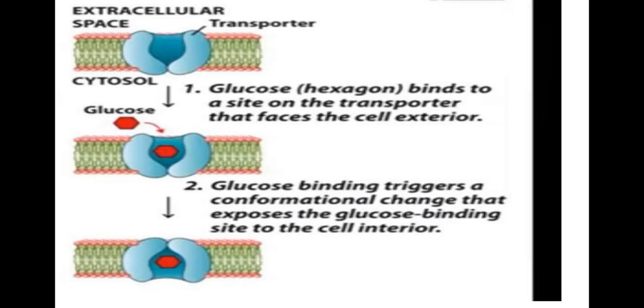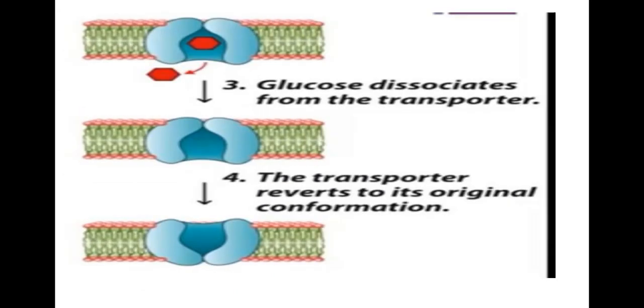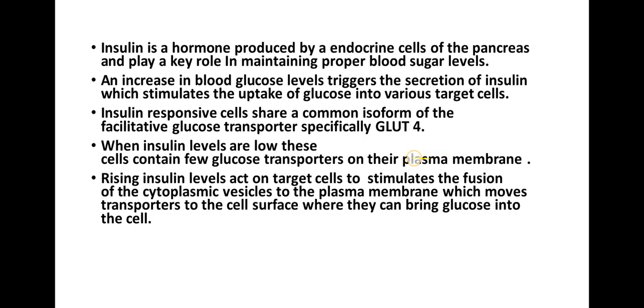Extracellular space is there, the transporter will be there, the cytosol is there. Glucose binds to a site on the transporter that faces the cell exterior. Glucose binding triggers a conformational change that exposes the glucose binding site to the cell interior. Glucose dissociates from the transporter. The transporter reverts to its original conformation.